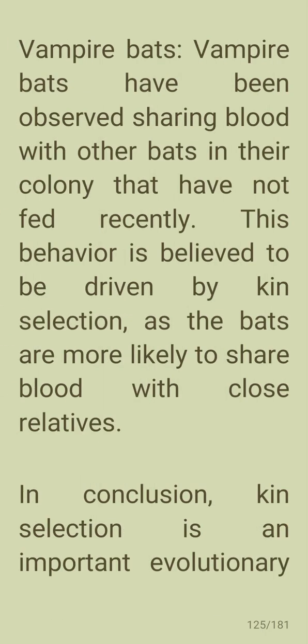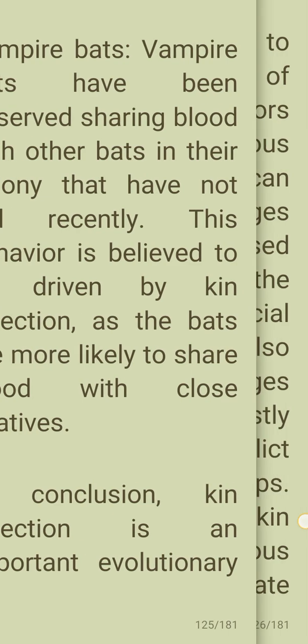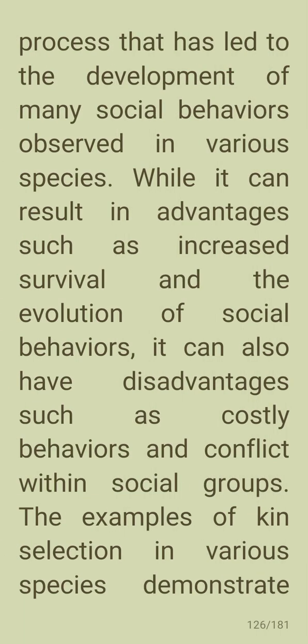Vampire bats. Vampire bats have been observed sharing blood with other bats in their colony that have not fed recently. This behavior is believed to be driven by kin selection, as the bats are more likely to share blood with close relatives. In conclusion, kin selection is an important evolutionary process that has led to the development of many social behaviors observed in various species.